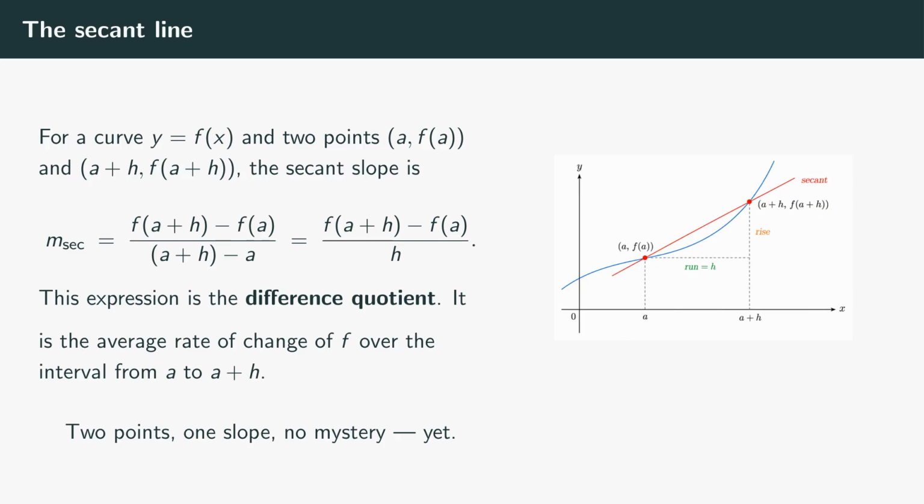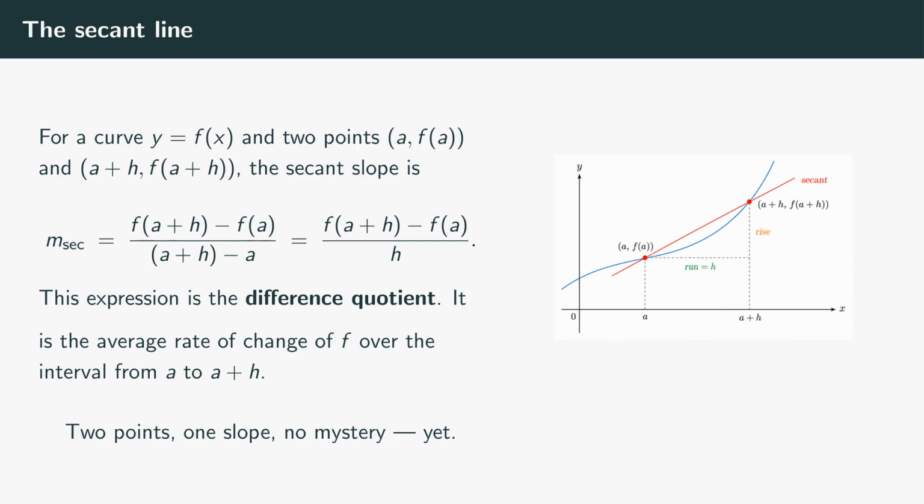Its slope is rise over run. The rise is f(a plus h) minus f(a). The run is just h, because that's the horizontal gap between the two x values. So the secant slope is f(a plus h) minus f(a), all divided by h. That fraction has a name worth remembering, the difference quotient. It is the average rate of change of the function f over the interval from a to a plus h.